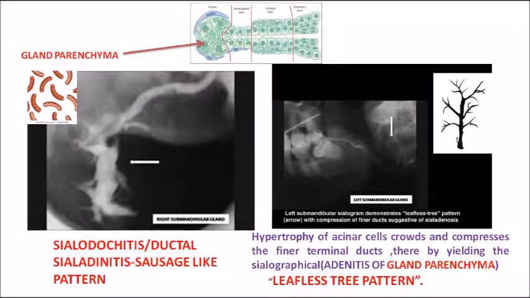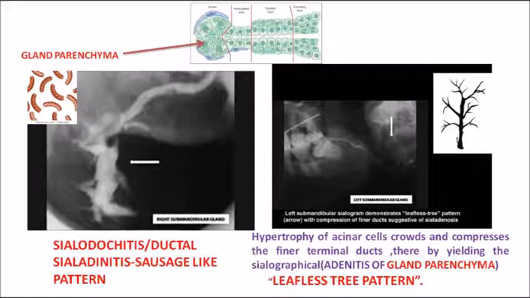Now coming on to different conditions. First one, sialodochitis, and second one, sialadenosis. So what is the difference? Sialodochitis, the first radiograph, is actually the ductal inflammation. Only the ducts are being inflamed. In that particular condition, when we do the sialography and 1 ml of dye is injected, only the ductal portion is inflamed.